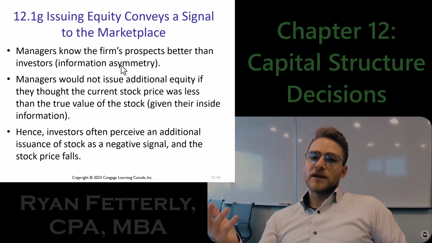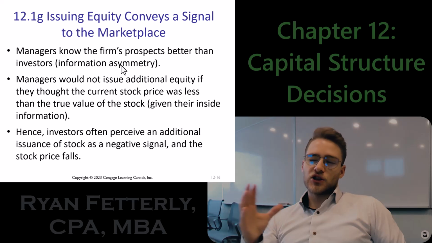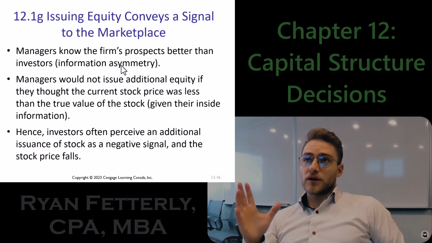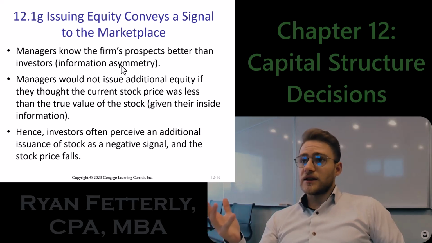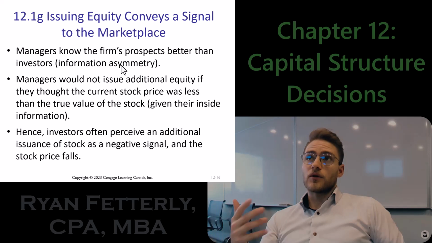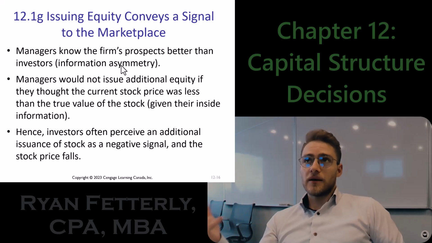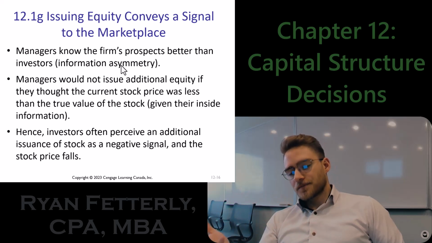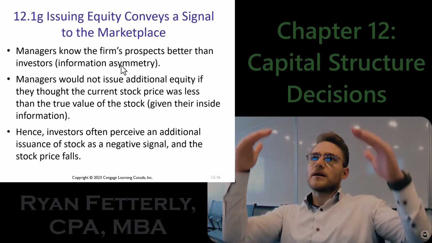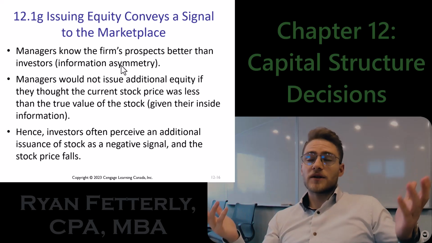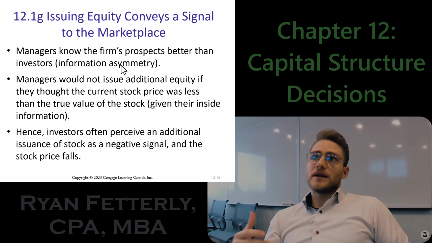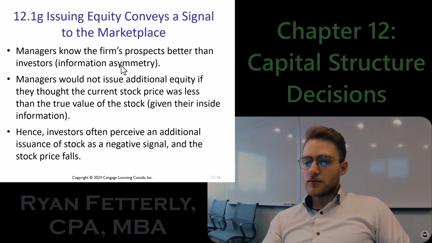Shareholders read it as, if management sells shares on the open market, they think that the stock is overvalued, right? And they know better than me because they're insiders, they have internal information, therefore the stock is overvalued and I need to get out of this. So usually when a company issues equity onto the open market, the stock price will drop and people will sell off the stock because they take it as a signal that the stock's overvalued, and it's a good time to get out of it, right?